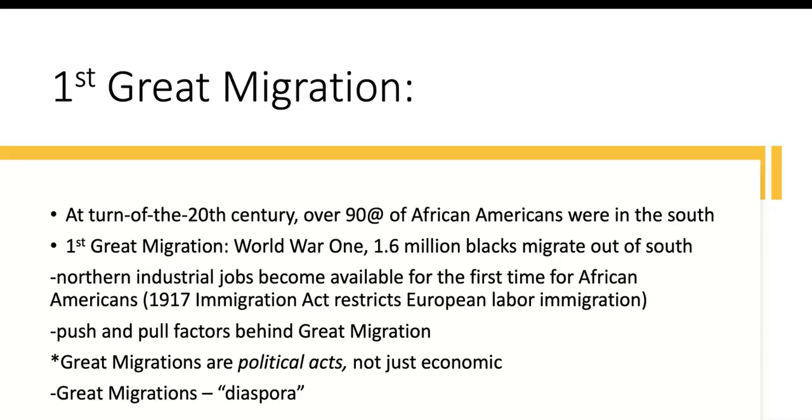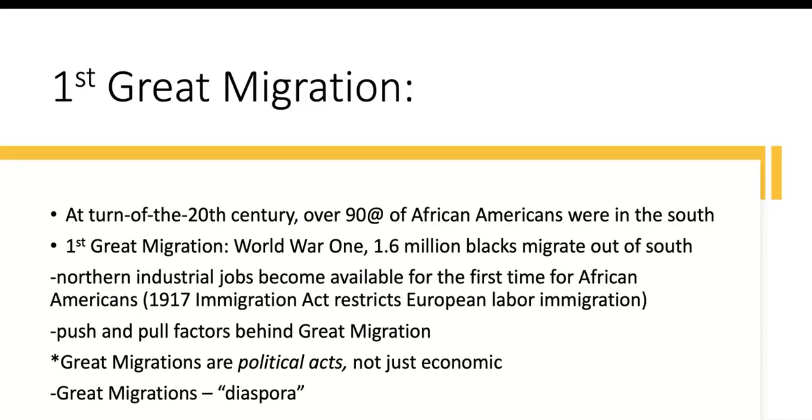All right. So there's a direct connection with World War I and the 1917 Immigration Restriction Act and the first Great Migration, because African Americans were seen as replacement laborers since there's no more European migrant labor that they could depend on. Okay, so that's the great pull factor here. The labor shortage in Northern industry due to the scarcity of European labor with the 1917 Immigration Act.